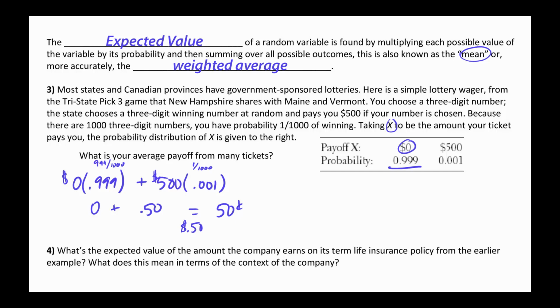You would be losing money, because if you bought a ticket every single day, you could expect to win on average 50 cents over the long run. It doesn't work every single time for a single run, but over the long haul. So the ticket cost, you'd probably want to sell it for over 50 cents, probably $1, maybe even $5, and then the states would be making money that way. So again, this is the expected payout.